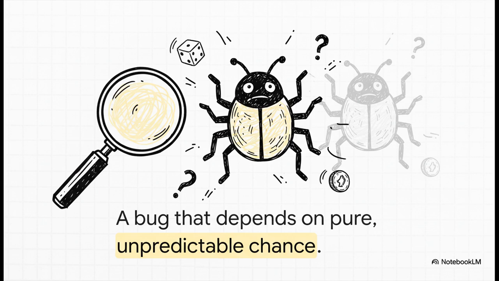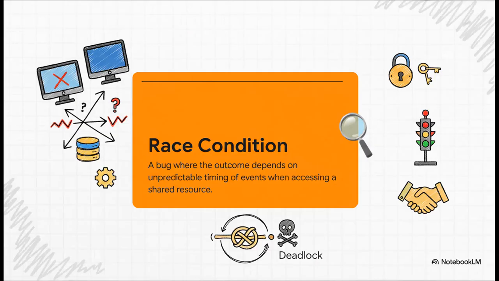It's the kind of bug that can bring your whole system to a screeching halt, but then, poof, when you try to make it happen again, it's just gone. It makes debugging feel impossible, because its very existence comes down to a race. And that brings us to our main villain today, the race condition.